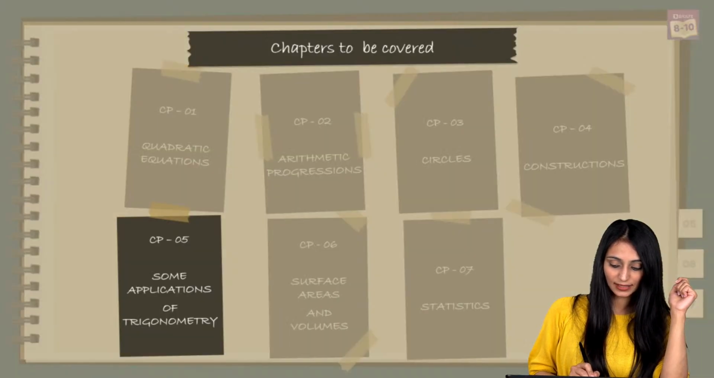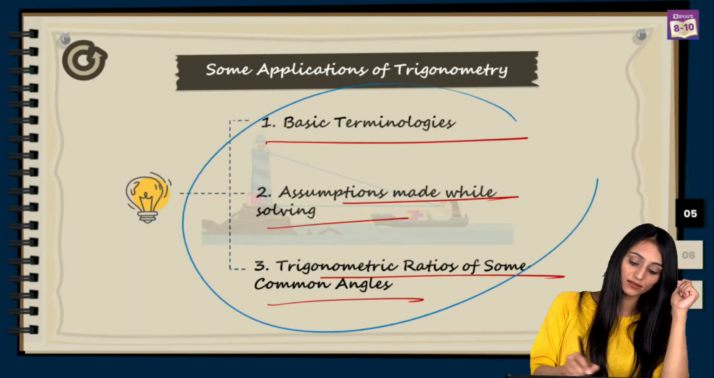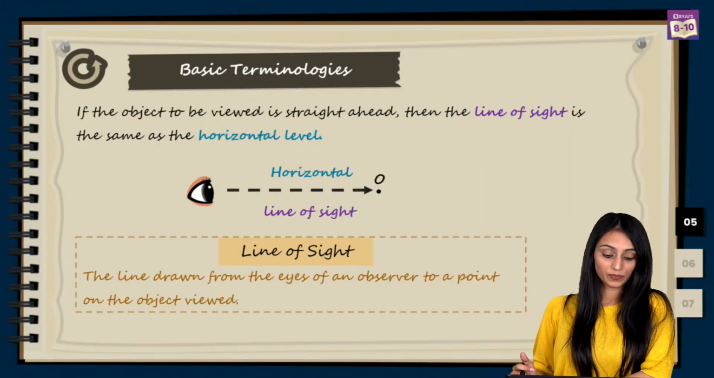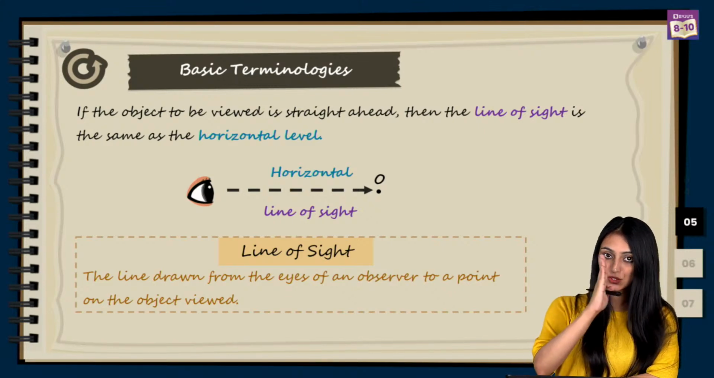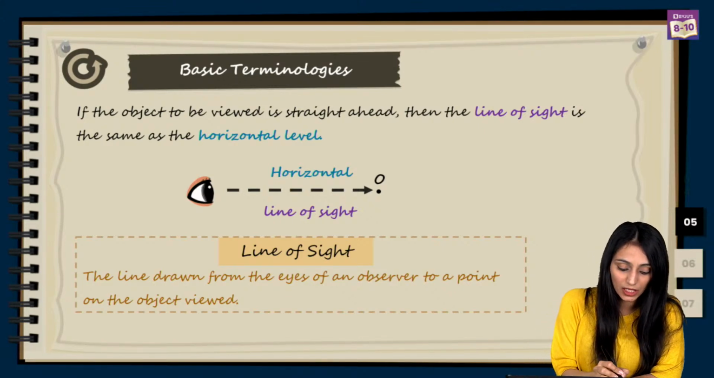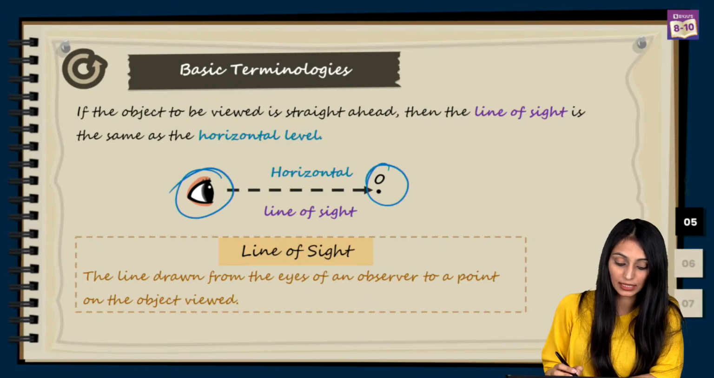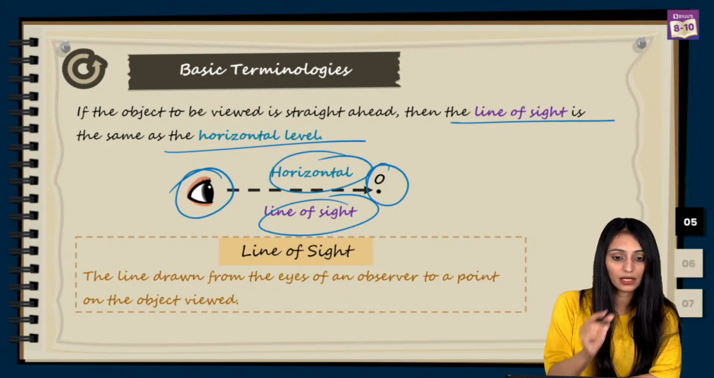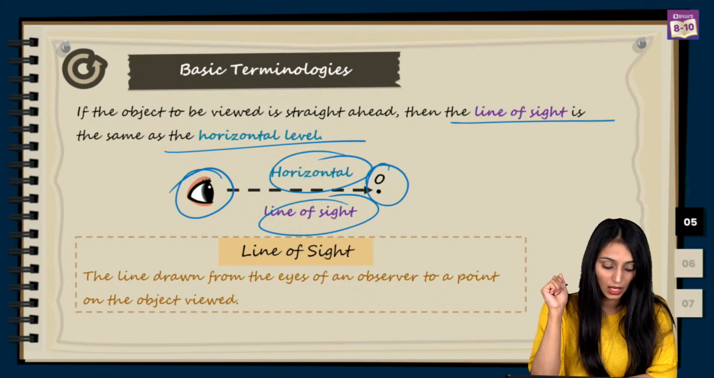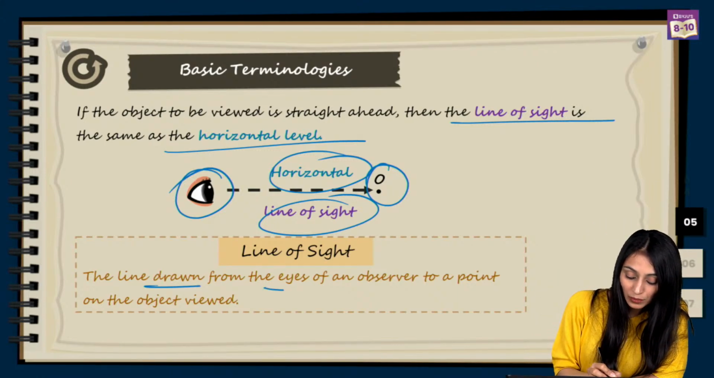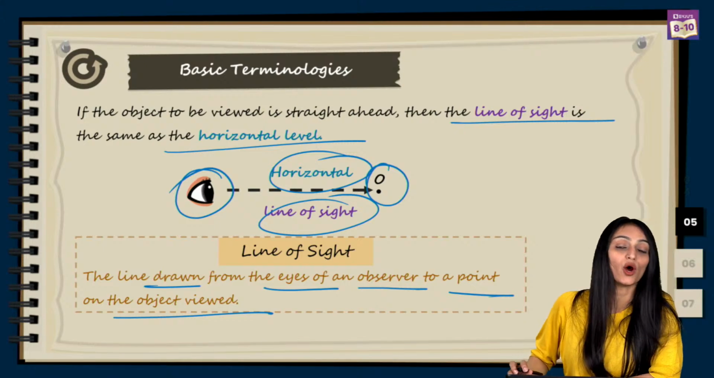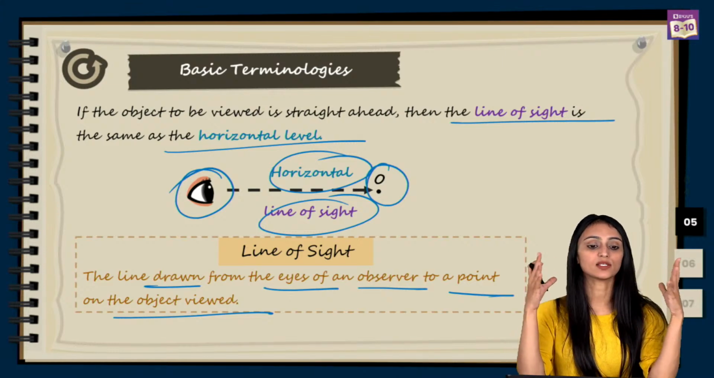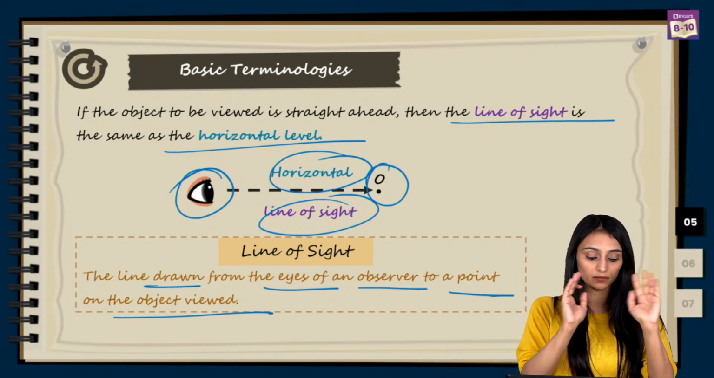Let's move ahead. Let's take a look at the next chapter, that is applications of trigonometry. So these are the three things that we'll be discussing. Let's first start with the basic terminologies. If the object to be viewed is straight ahead, like here, this is the observer, this is the object. In that case, the line of sight is same as the horizontal level. So what is line of sight? It's basically a line drawn from the eyes of an observer to a point or the object viewed. This is what line of sight is, or you can say the horizontal level when they both are straight ahead.